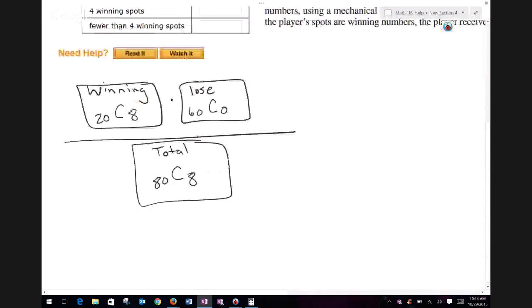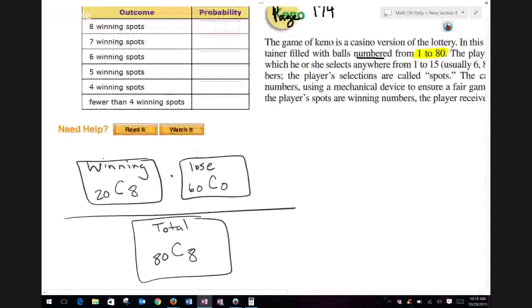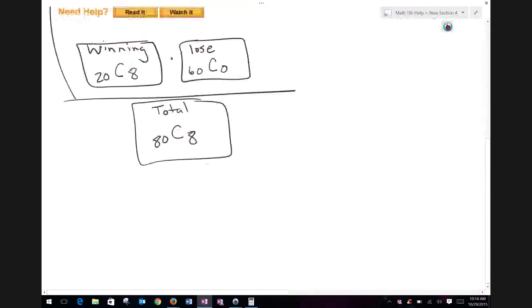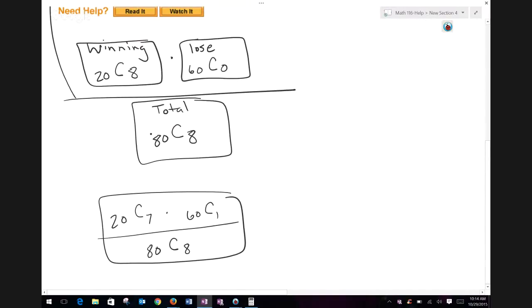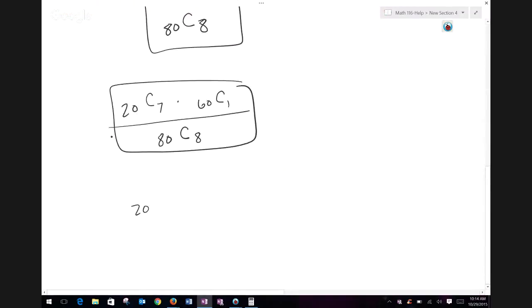And the same thing for the 7 winning spots. So this is going to be the 8 winning spots. The 7 winning spots, we're going to choose 7 of the 20 winning. We're going to choose 1 of the 60 losing over 80 choose 8, right? That's the 7 winning spots. The 6 winning spots, we're going to choose 6 of the winning spots. So we're going to pick 2 of the non-winning spots over 80 choose 8.